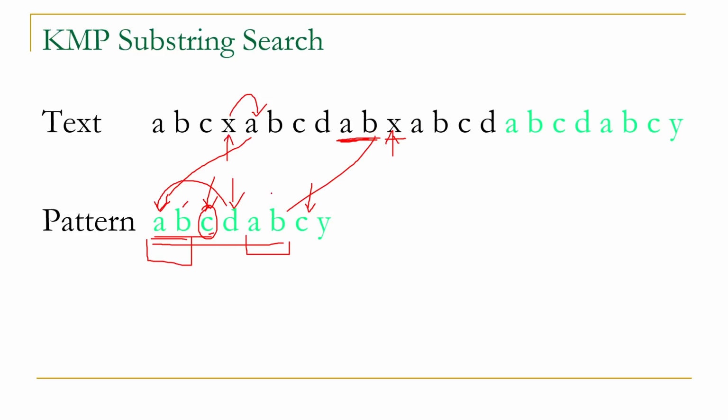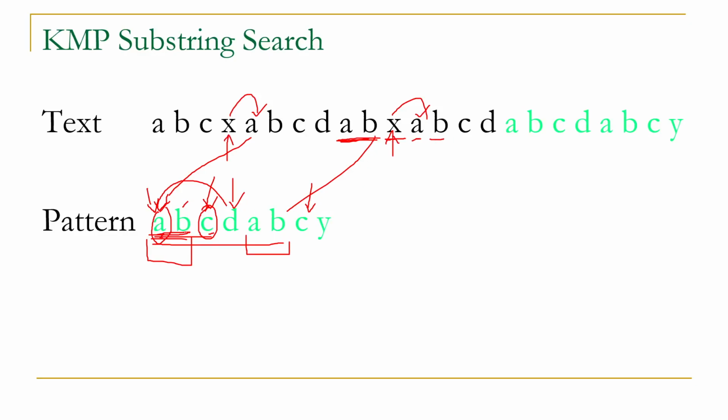So there is again a mismatch, so we have to check the part before C. There is no same suffix and prefix, so again we have to start from index 0 of the pattern. So we start again with A, and this X is mismatched, and then we check the next index of the text, a and a is matched.